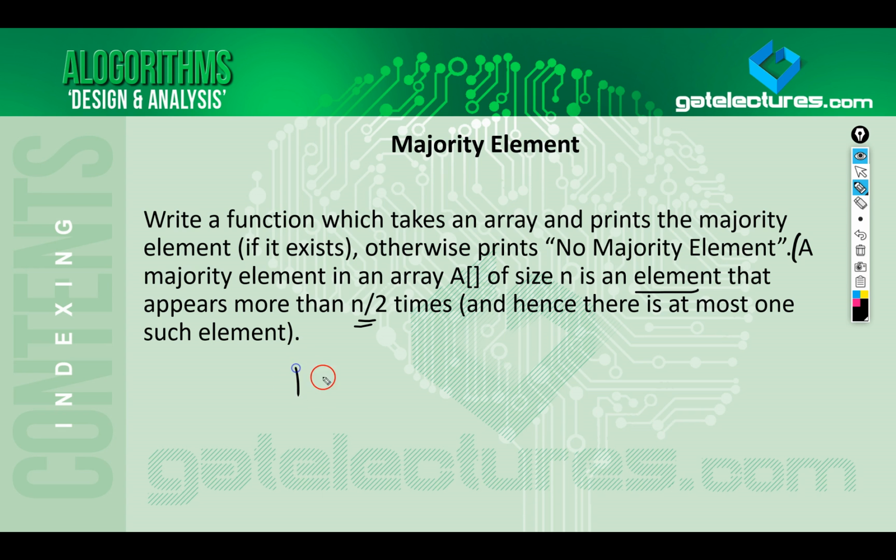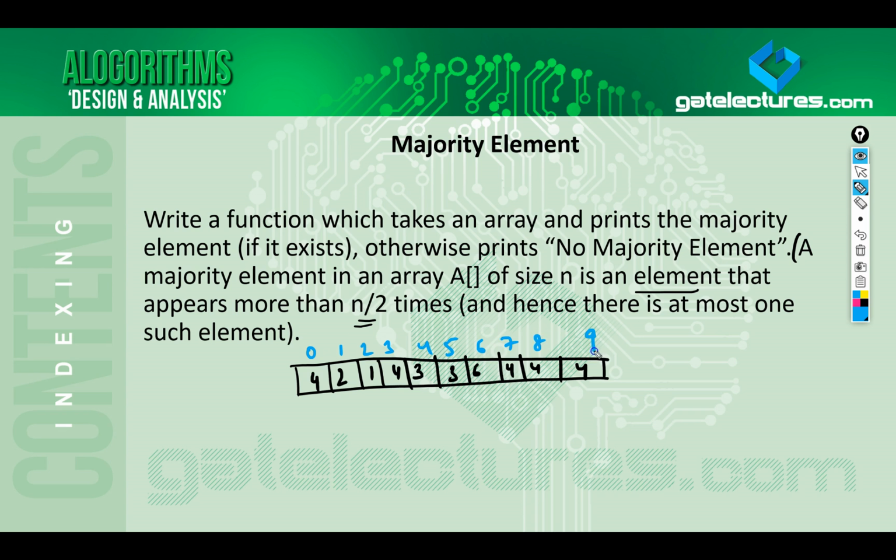Let us say we have an array like this, representing an array which has some values inside it. The values are 4, 2, 1, 4, 3, 3, 6, 4, 4, 4. The index locations are 0, 1, 2, 3, 4, 5, 6, 7, 8 and 9. So from 0 to 9, that means a total of 10 index locations.